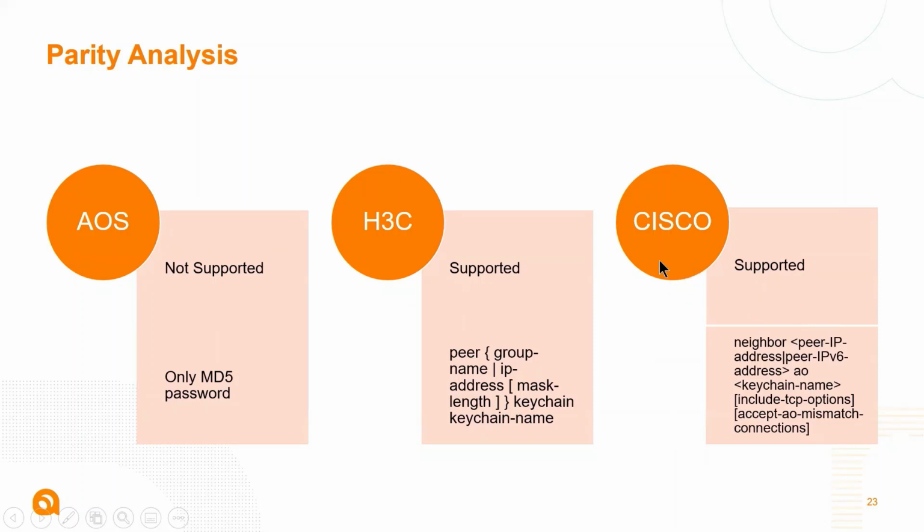Next comes the Cisco. Cisco is an exact replica of how our AOS-CX switches support it. It fully supports BGP TCP AO, and here also the CLI configuration is per neighbor. We have to create a keychain and associate that keychain to the neighbor. And it has the same options, like include TCP options and accept AO mismatch connections.